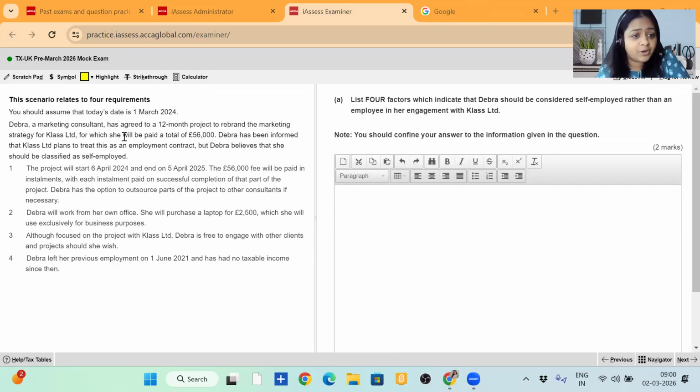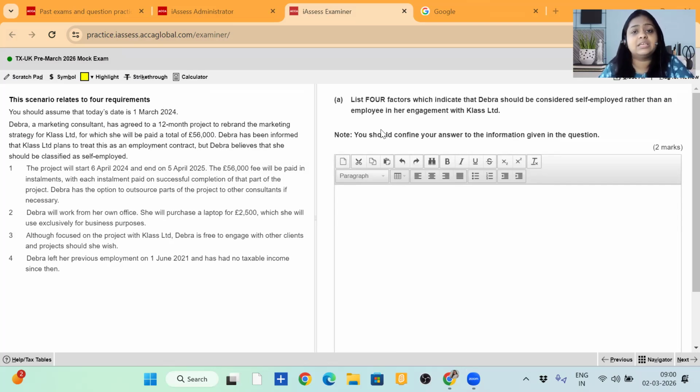Okay, let's resume now. This scenario relates to four requirements. You should assume that today's date is 1st March 24. Deborah, a marketing consultant, has agreed to a 12-month project to rebrand the marketing strategy for Class Limited, for which she will be paid a total of £56,000. Deborah has been informed that Class Limited plans to treat this as an employment contract, but Deborah believes that she should be classified as self-employed.